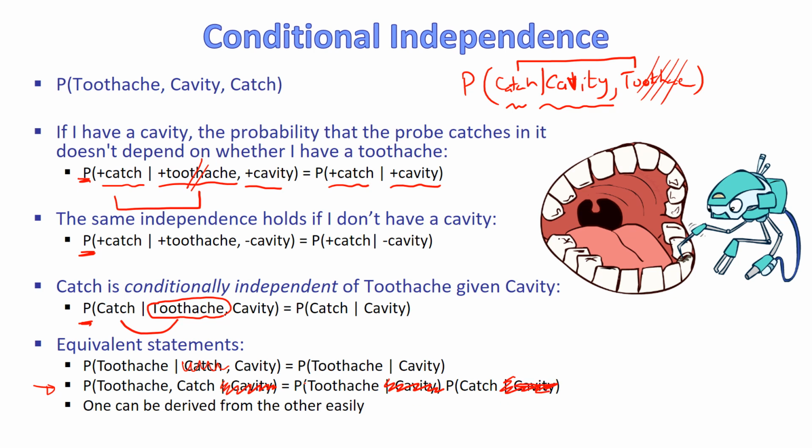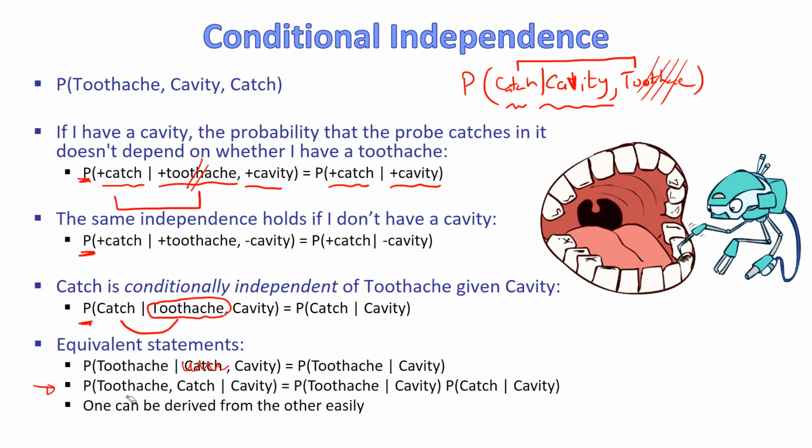Looking at this formula now, what does that mean? Probability of toothache and catch is equal to probability of toothache times probability of catch. That means that toothache and catch are independent here, right? So that's the independence rule. But with the conditional independence, we just add to it the condition.